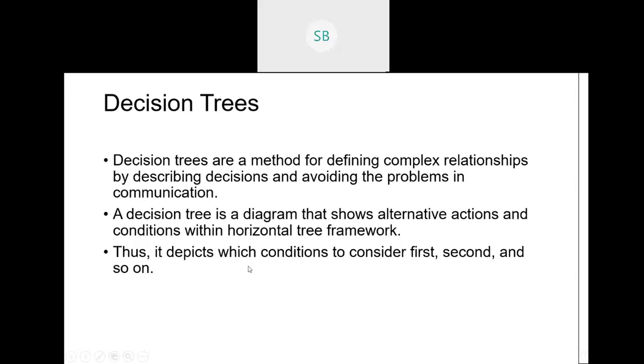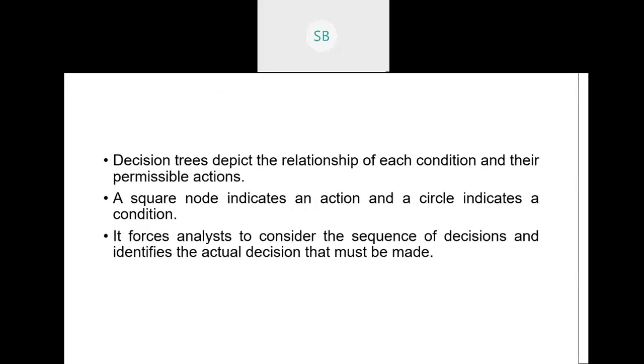Here it depicts which conditions to consider first, second, and so on. Let me give you one example also. In a decision tree, we need to prioritize the decisions, which decision needs to be taken first. Here it is written, the decision tree depicts the relationship of each condition and their permissible actions. What are the actions permissible for that decision, whether it is true or false?